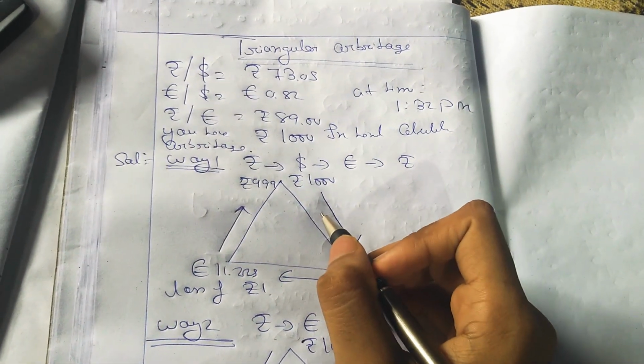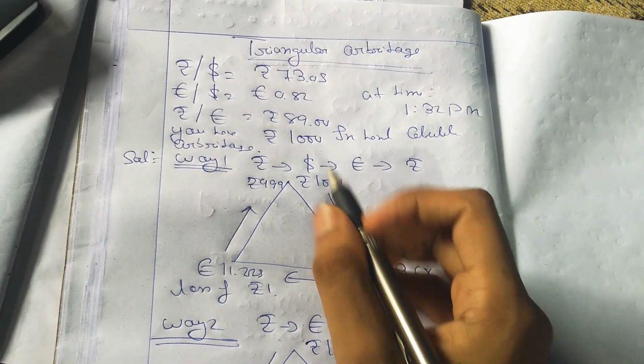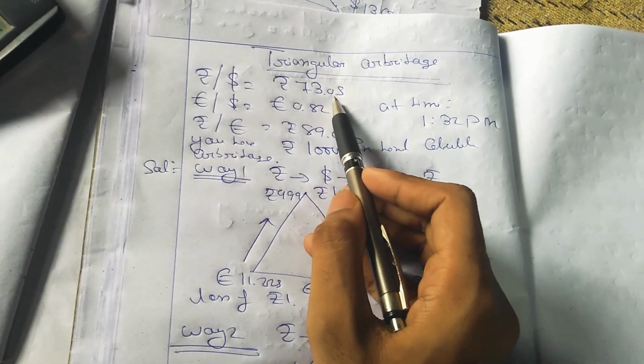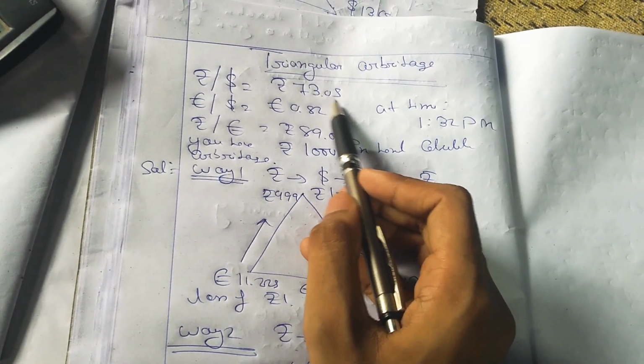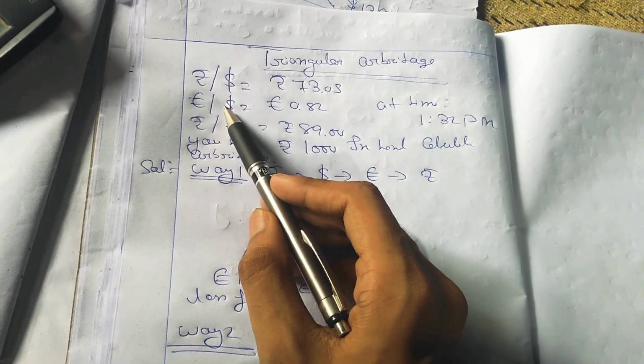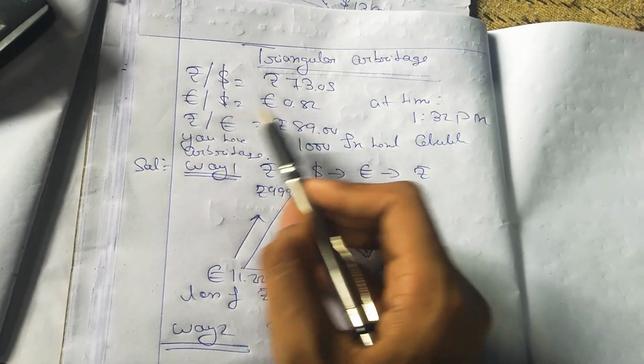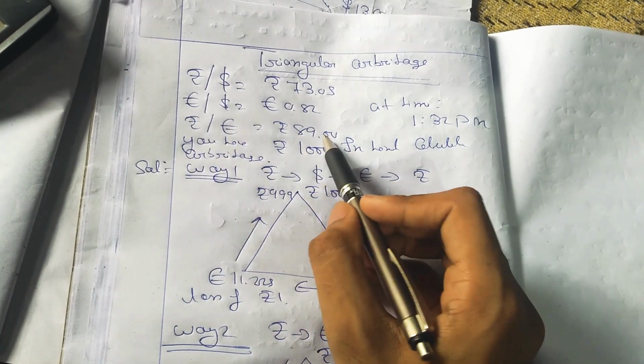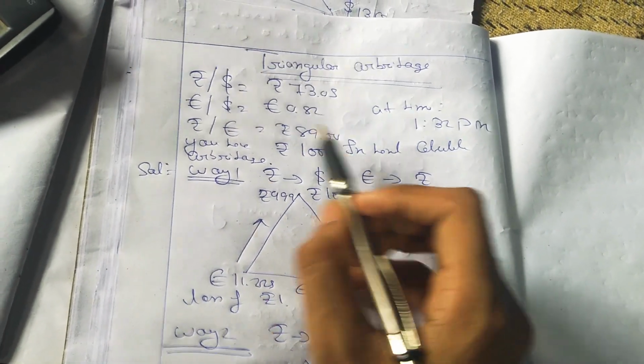Okay, so we have a question on triangular arbitrage. The rupee dollar exchange rate is 73.05 rupees per dollar. The euro dollar exchange rate is 0.82, and the euro rupee exchange rate is 89 rupees per euro.